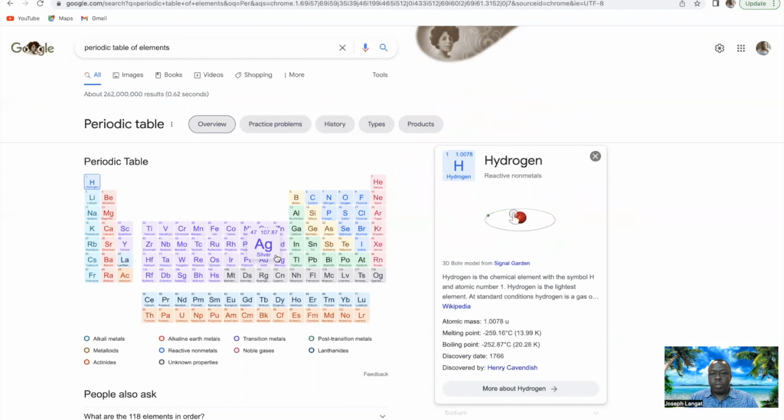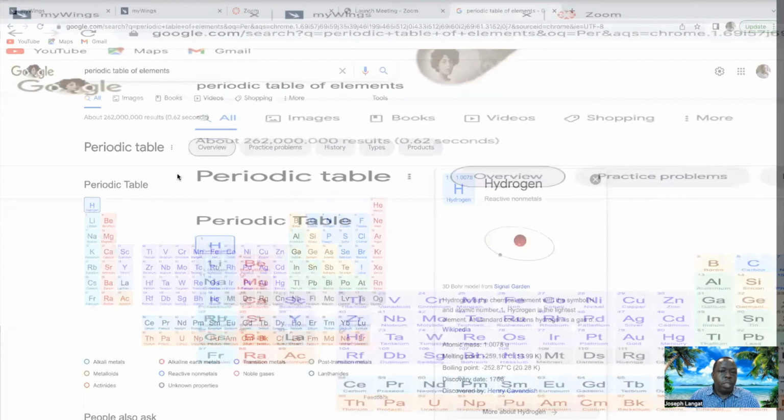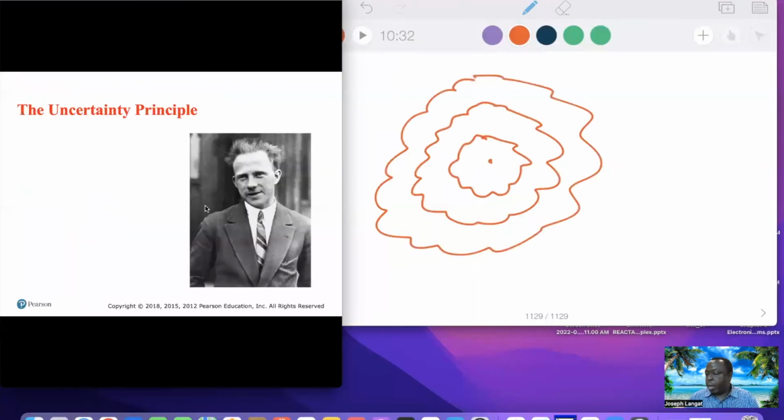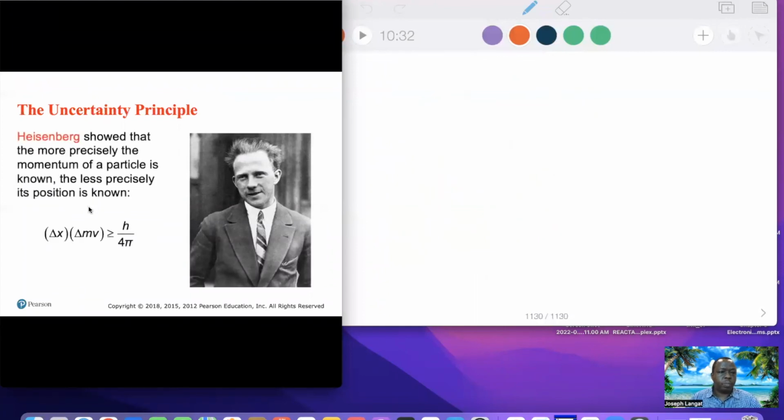We don't know the location. The more we know the location, the more the speed is gone; the more we know the speed, the location is going. So there's no way we can know the exact location of this one electron in hydrogen and at the same time know the momentum. This is the Heisenberg uncertainty principle: there is no way we can know the exact location and the momentum.